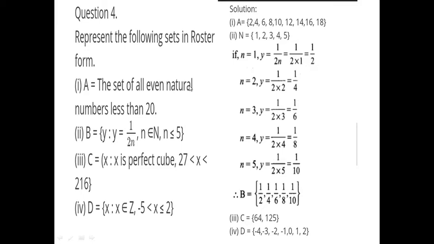You all know the natural numbers start from 1, 2, 3, etc. It goes on till infinity. But they have mentioned it's an even natural number. So what is an even number? It starts from 2, 4, 6, 8, and they have mentioned it is less than 20. So we have to write till 18.